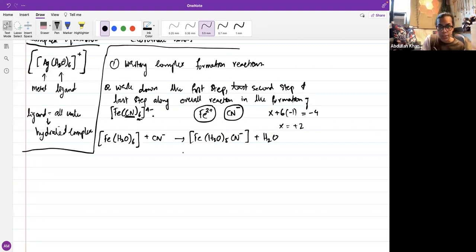Now let's figure out their charges. This should have been a +2. Water is a neutral molecule, so +2. So the whole thing is +2, 2 plus. What about here? This is +2. This is all zeros, and this is -1. So that's 1 plus charge. And that is the first step. Okay.